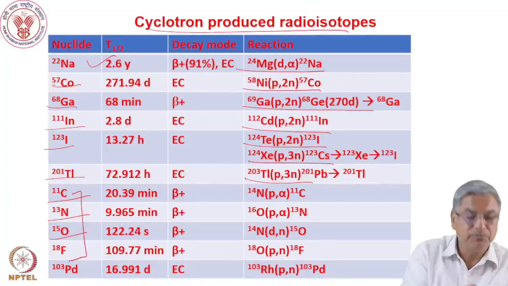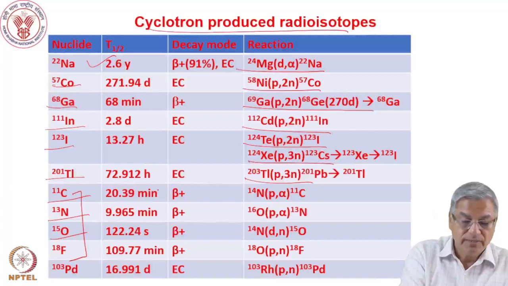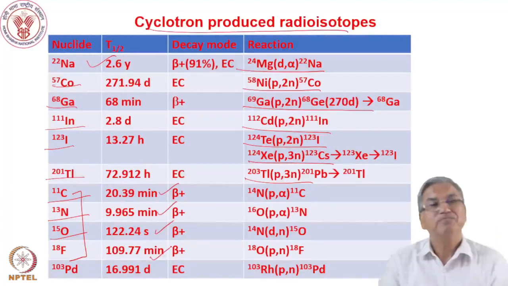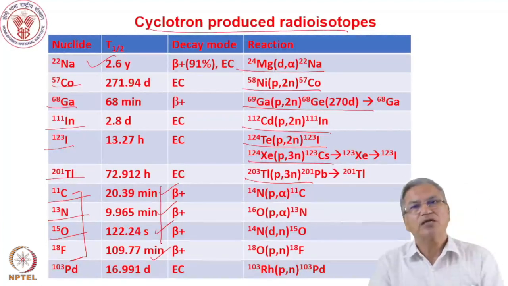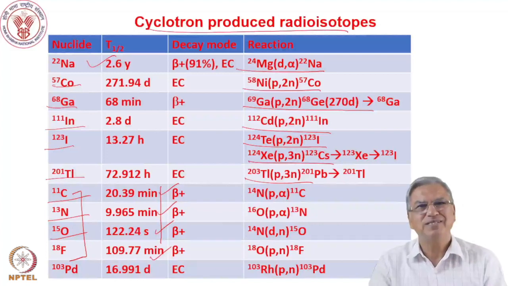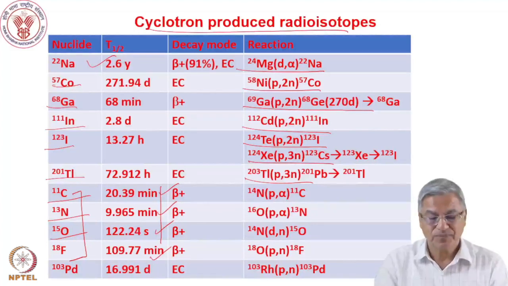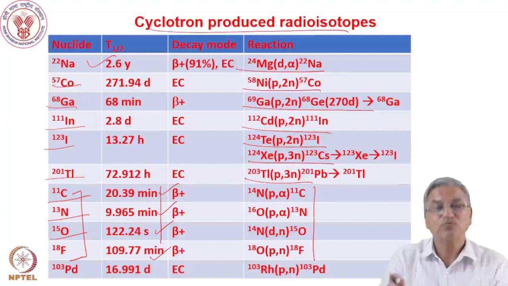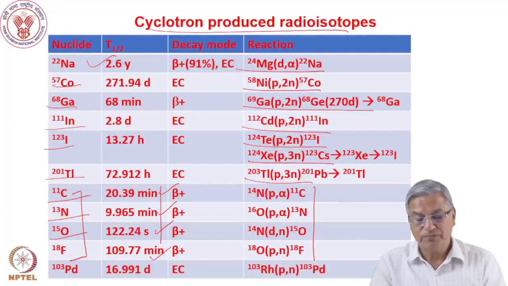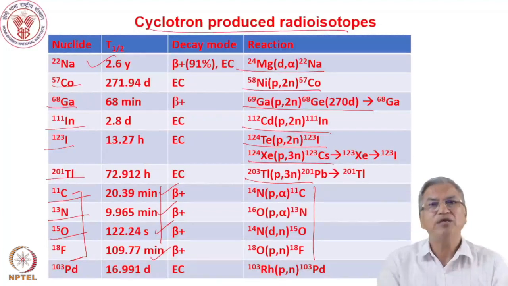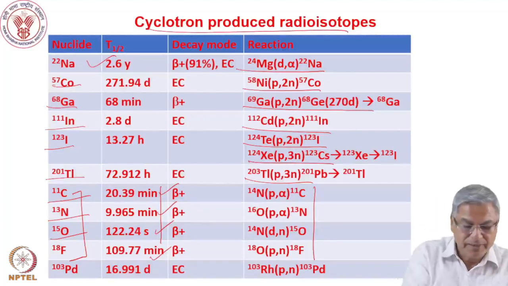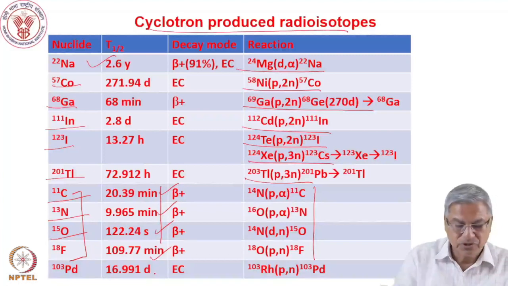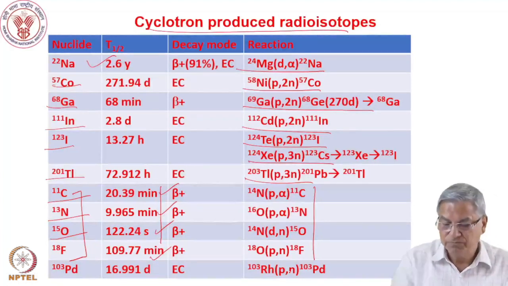These are all positron emitters, short-lived ones. You can see 20 minutes, 9 minutes, 122 seconds, and 109 minutes. Some of these isotopes are produced with the cyclotron coupled directly to the PET facility because the half-lives are very short. So these are the reactions used for producing these positron emitters, and they are widely used in PET in the pharmacy. Palladium-103, 16 days, again from the rhodium-103 (p,n) reaction.